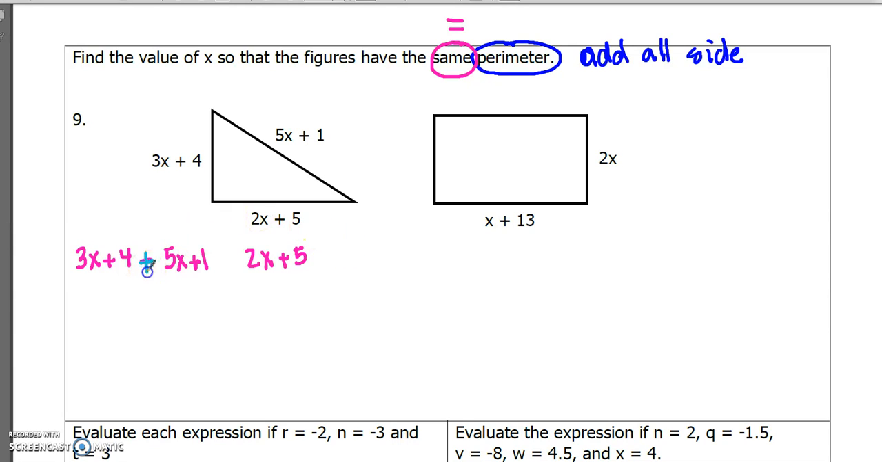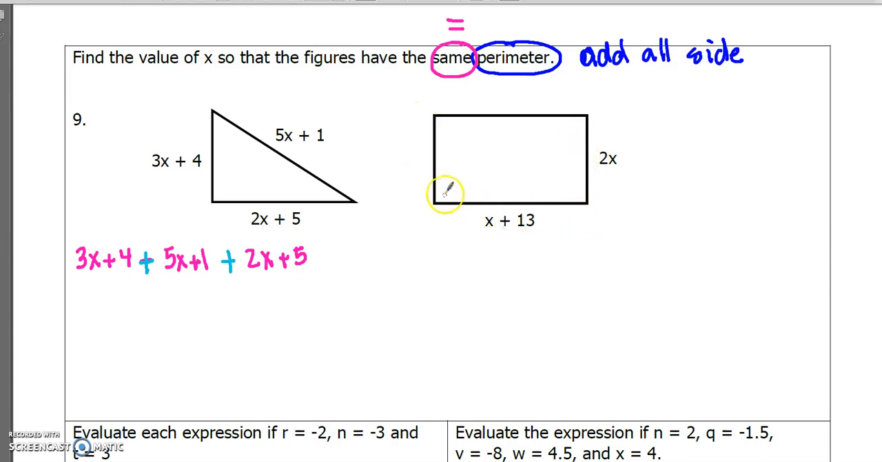I want to put a plus sign in between these 3 sides, okay? Alright, so now let's do the other one. I need to add up all my sides of my rectangle. But if you'll notice, I have 4 sides, but I only have 2 amounts.